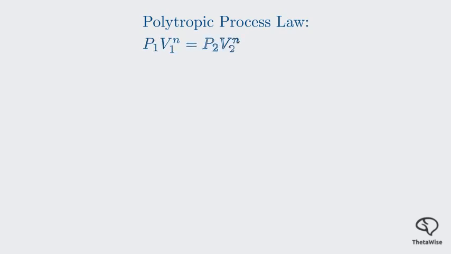Next, we need to find the final volume, V2. Since this is a polytropic process, the relationship between pressure and volume is governed by the polytropic law. The law for a polytropic process is P1 times V1 to the power of n equals P2 times V2 to the power of n. Our goal is to solve for V2. To isolate V2, we first divide both sides by P2. This gives us V2 to the n equals V1 to the n times the ratio of P1 to P2. To get V2 by itself, we take the nth root of both sides, which is the same as raising both sides to the power of 1 over n.